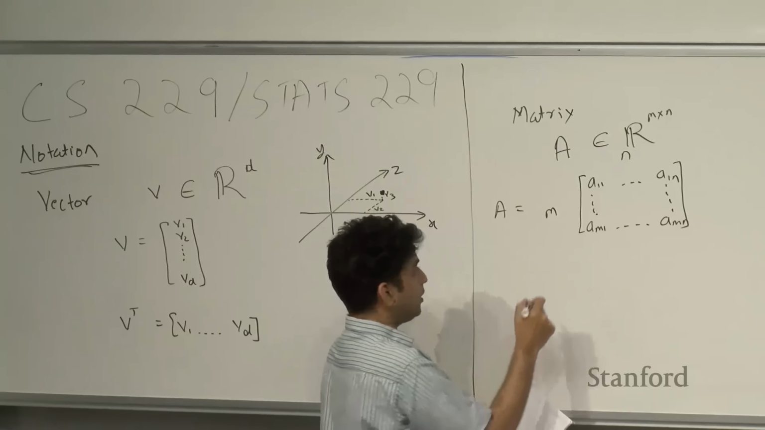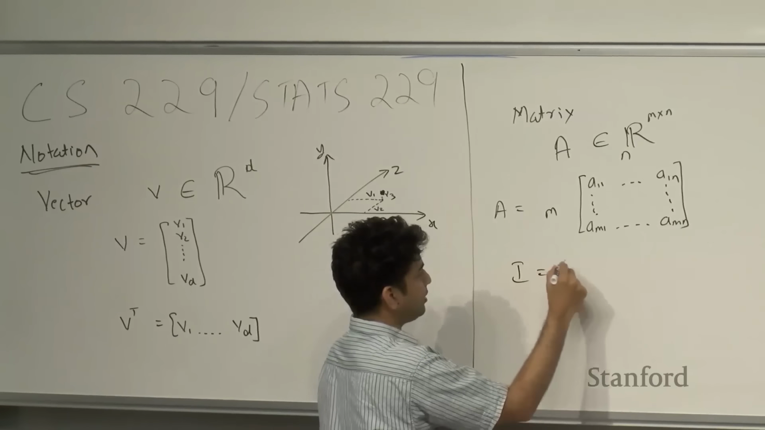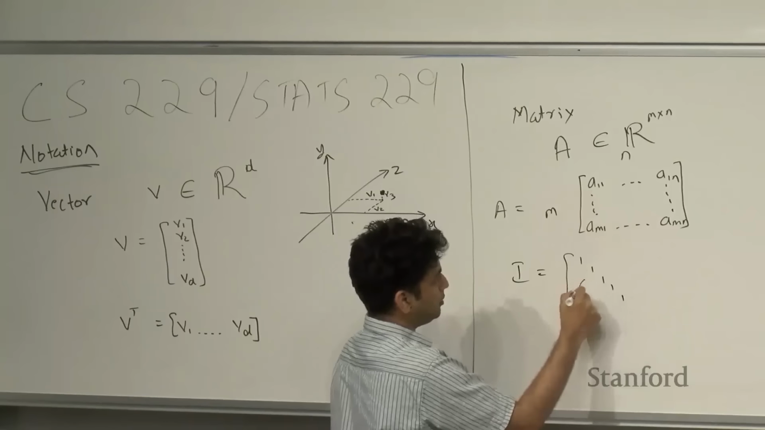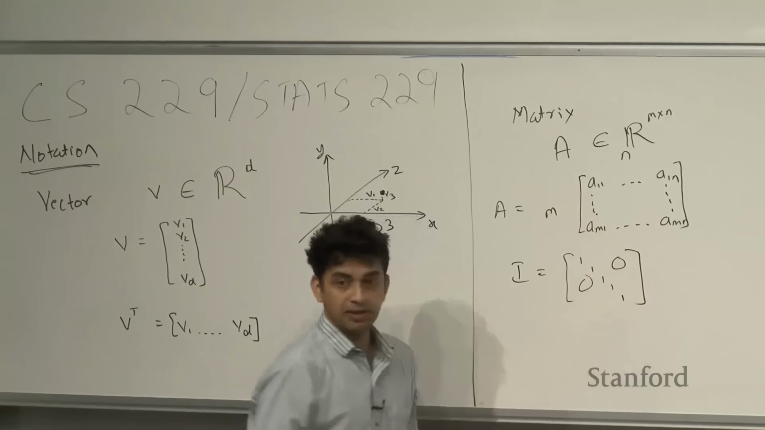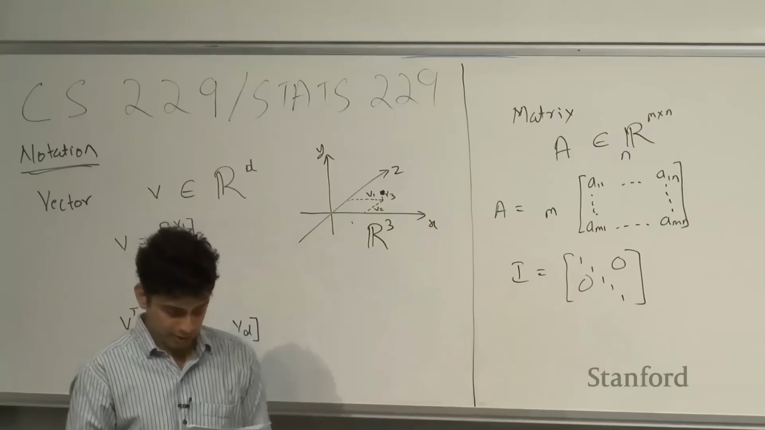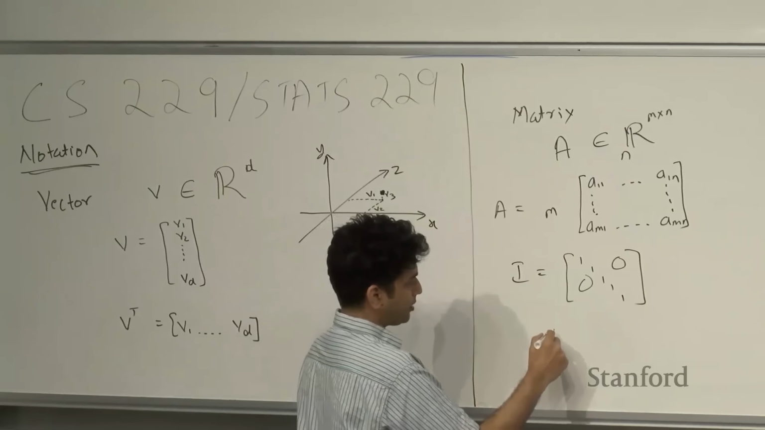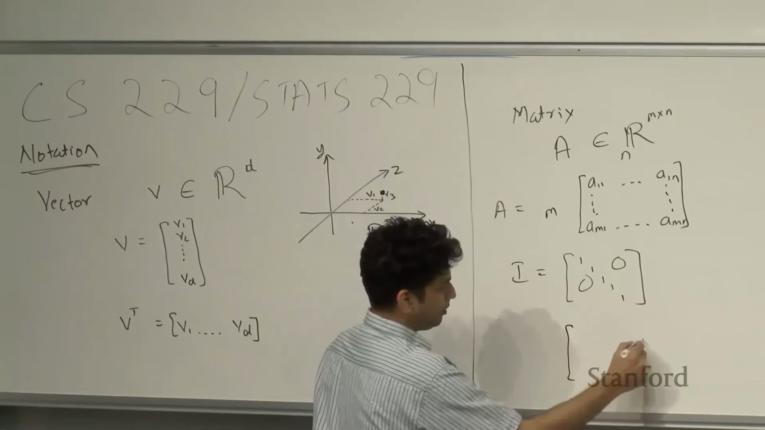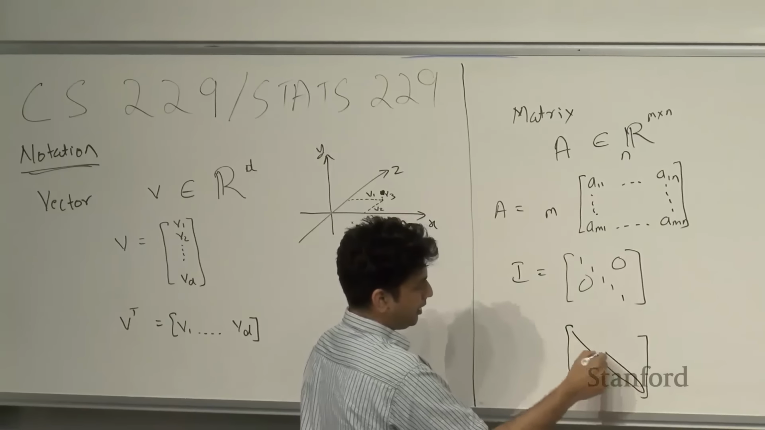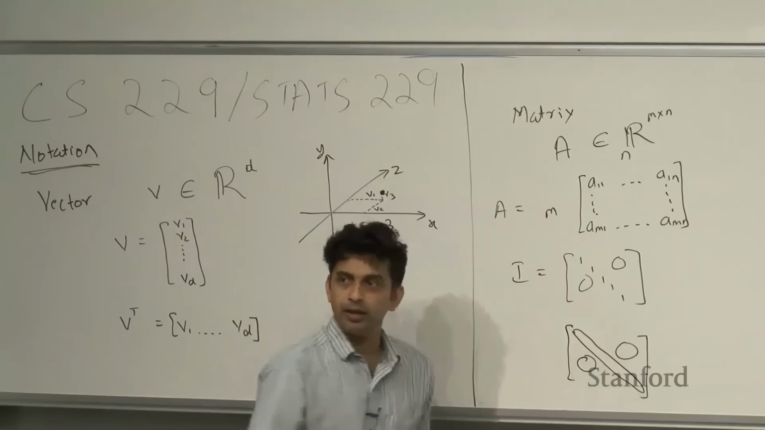There is a special matrix called the identity matrix, which is ones along the diagonal and zeros everywhere else. I just write a big 0 to indicate that all the individual cells are 0. You can also have a diagonal matrix, where all the cells except the diagonal are zeros, and the diagonal entries could be any value.